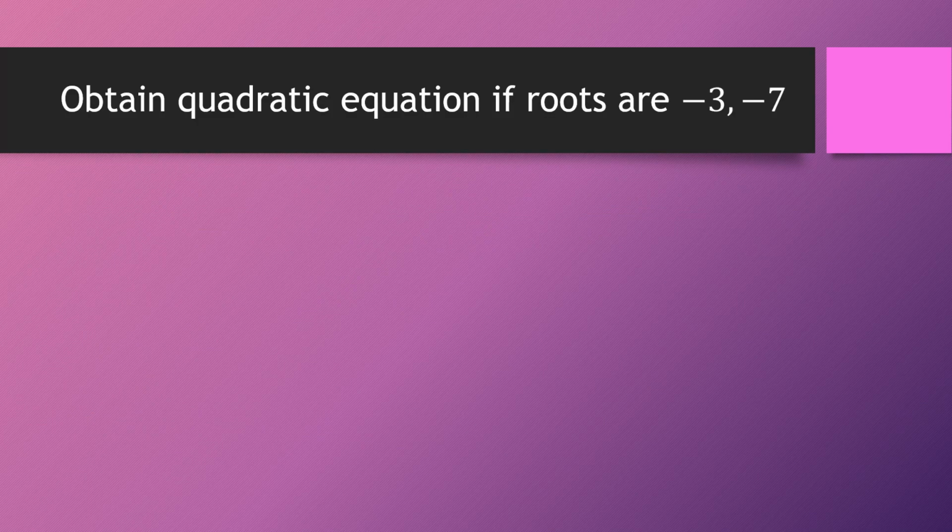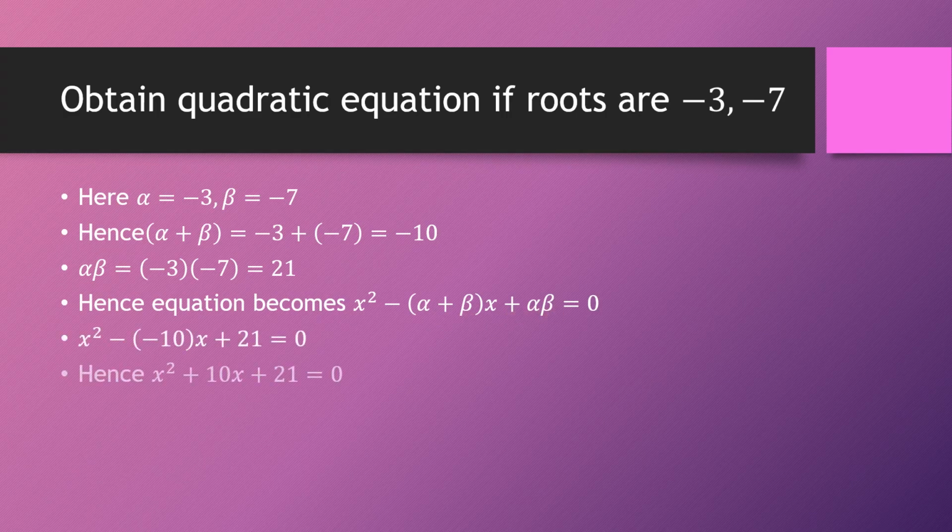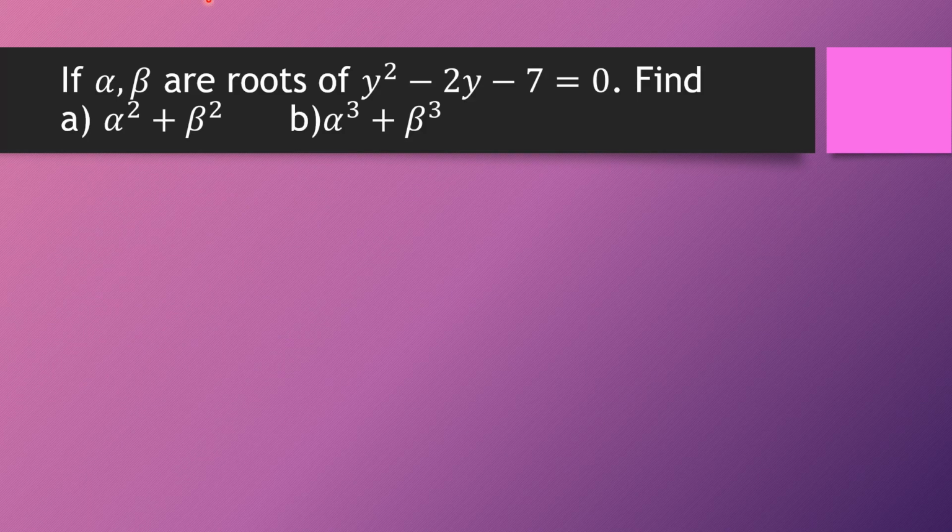See, obtain the quadratic equation if roots are minus 3 and minus 7. It means alpha is given as minus 3, beta is given as minus 7. First I'll find sum of roots, that comes out to be minus 10. Then I'll find product of roots, it comes out to be 21. So the equation becomes x square minus sum of roots times x plus alpha beta equal to 0. That is, I'll get the equation as x square plus 10x plus 21 equal to 0. Okay. A very good question.